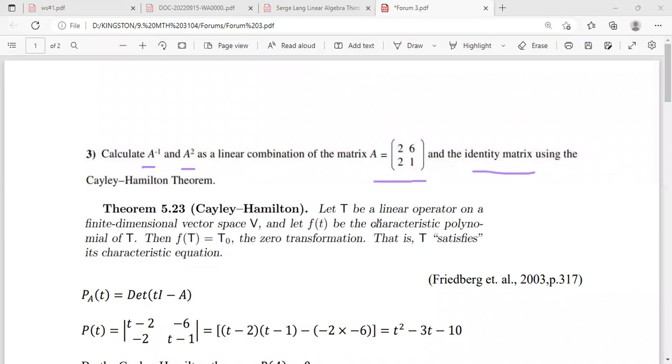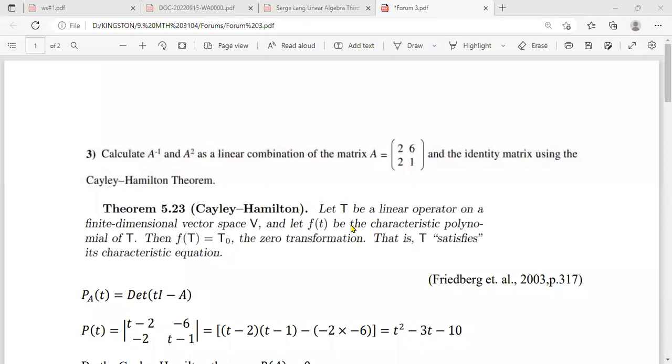So right away, looking at the theorem here, we want to get the characteristic polynomial of our T here, which happens to be this matrix A, [2, 6; 2, 1]. And that's the first thing we'll do. We'll go ahead and get our characteristic polynomial. And you'll see how the Cayley-Hamilton theorem really provides a neat framework, as I said, in solving problems like these. So onward to the characteristic polynomial.